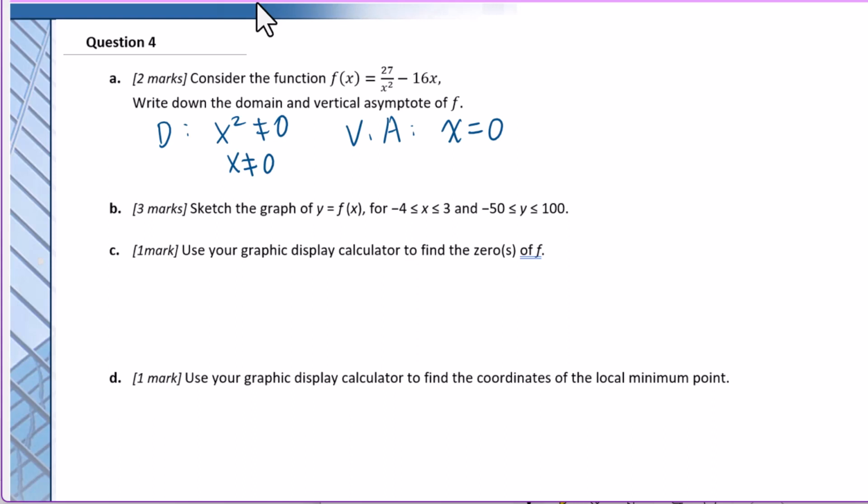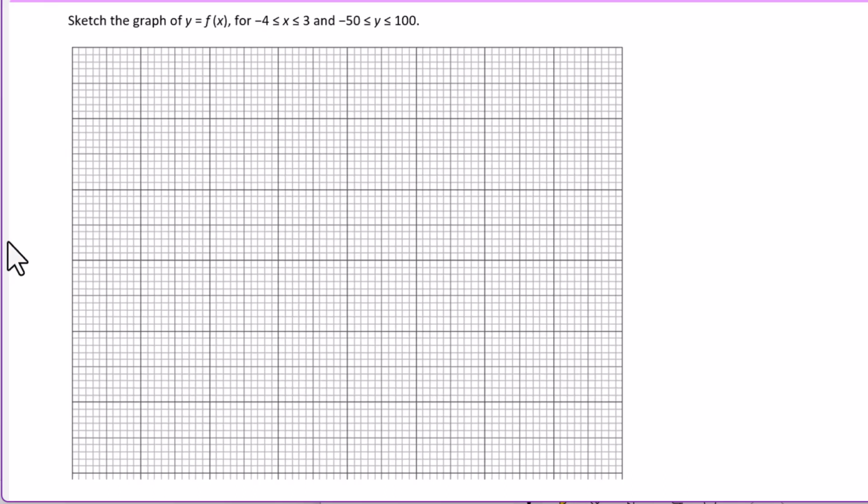B. Sketch the graph of y equals f of x for x greater than or equal to -4, less than or equal to 3, and y greater than or equal to -50, less than or equal to 100. We will set up a coordinate plane.